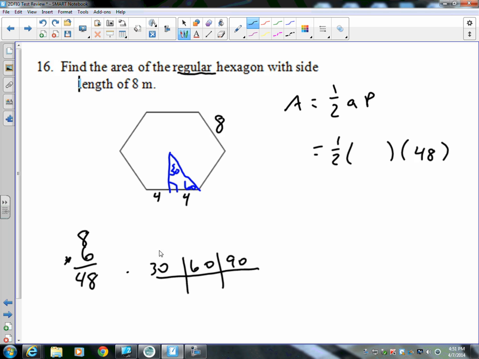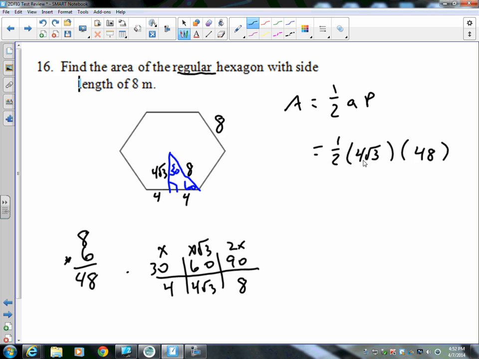Where across from the 30-degree angle was our x. This is x square root of 3. This is 2x. Across from 30 degrees is 4. So across from 60, this is our x. Plug in our x. 4 square root of 3. And 2 times 4, which is 8. Across from 90, 8. Across from 60, 4 square root of 3. That's our apothem. This 8 for the radius isn't necessary to find area, but it's fun to do anyways.